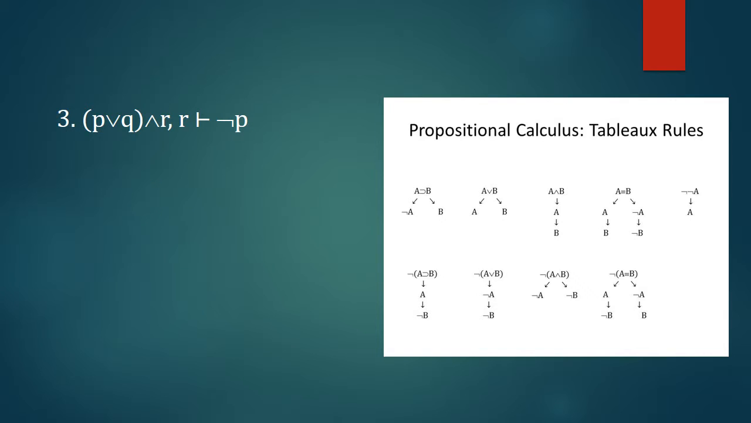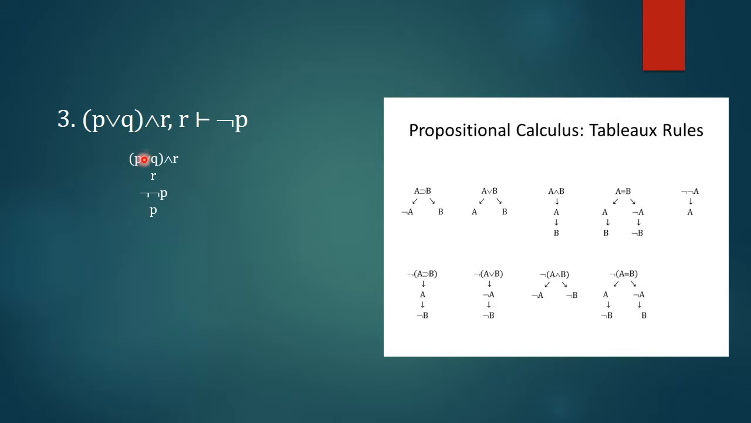3. P or Q, not and R entails not P. Let's see if that works. First I make my initial list, negating the conclusion. The easiest rule to apply is the not rule. It's like the double negative, so not not P turns into P. Then I have P, or Q and R, and I have to apply the AND rule. Remember, you have to apply the outside rules first.